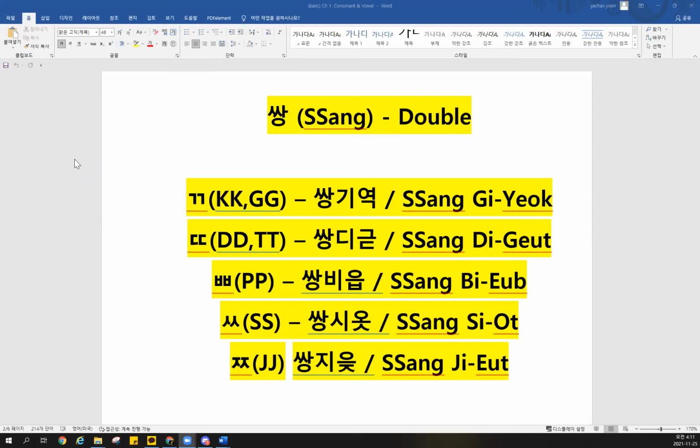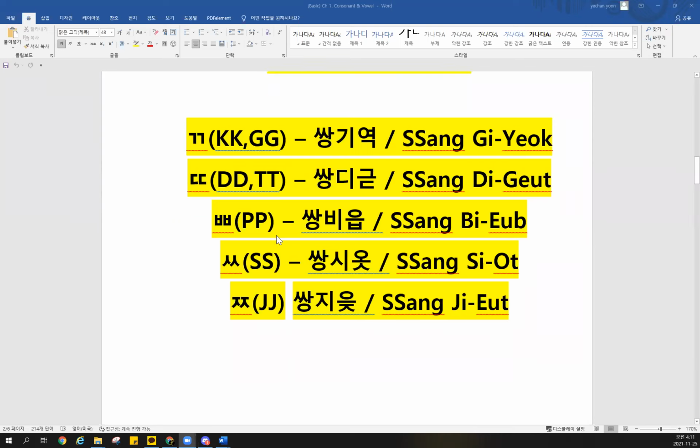For example, you can use it in 떡볶이. 떡 is the rice cake. And you can use the 떡 with sounds like for emphasizing the word. Next one, 비읍.